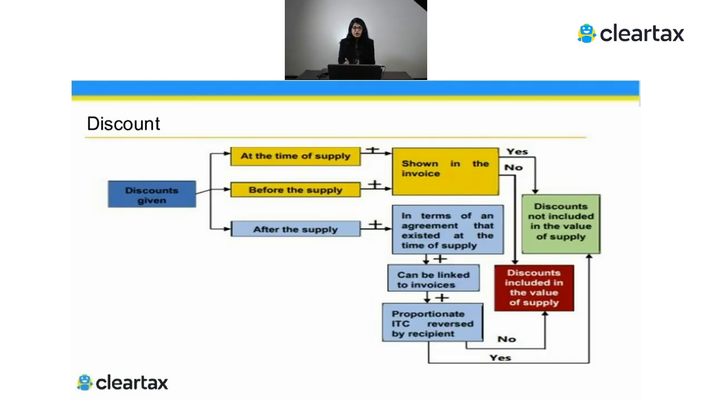So if we just summarize what this discount means, if the discount is given at the time of supply, before the supply, and also is shown in the invoice, then the discount need not be included in the value of supply, which means that amount has been reduced. And if it's after the supply, then in the terms of agreement that existed at the time of supply, so whenever he was supplying, he knows there was a contract for this, and it also can be linked to the invoice, then in that particular case this amount needs to be again reduced.